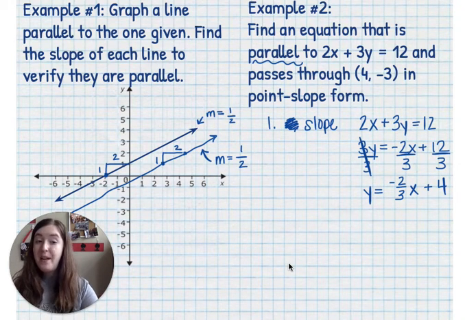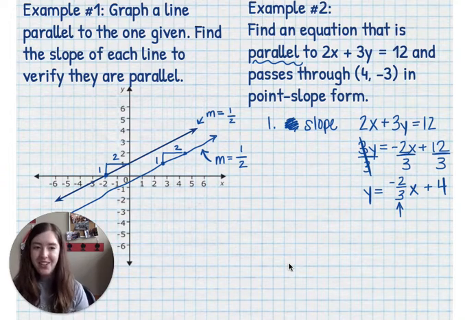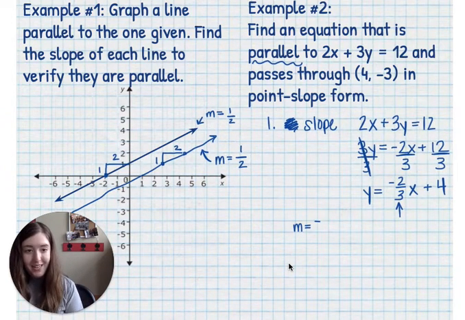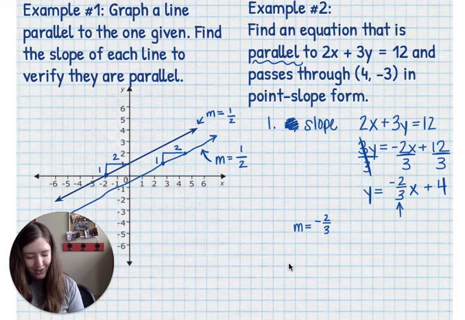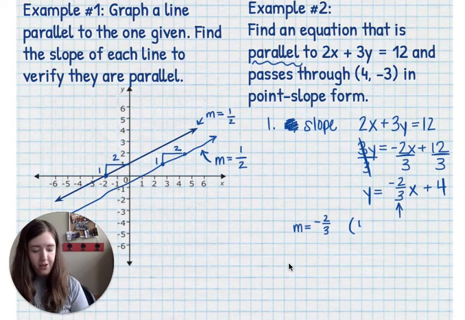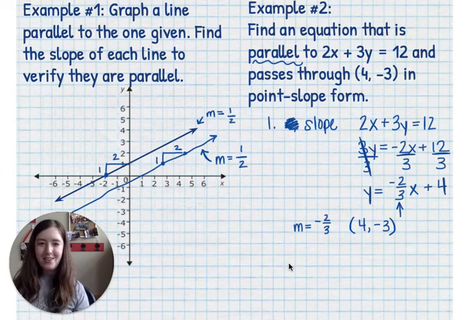So we want to find a parallel line. Parallel lines have the same slope. So what's the slope of that line? -2/3. So right now I know that the slope of my line needs to be -2/3. And then they gave us a point to go through. They want us to go through the point (4, -3). So we have a point and we have a slope, so we can write the equation of our line.